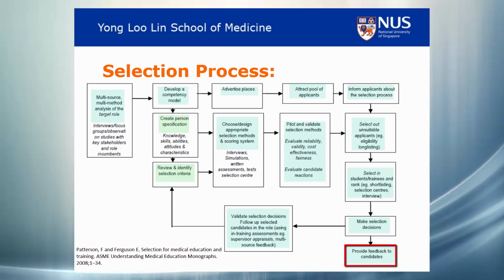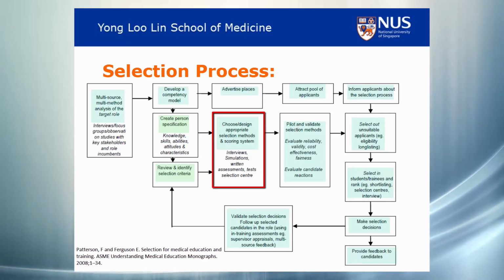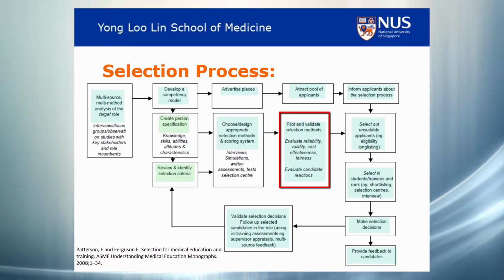Now what is also important is that we realize you can't have a single selection tool. It has to be multiple tools, looking at the target population in different facets by using a multiple set of tools. And once you do that, you choose and design the appropriate selection methods and scoring systems. You pilot, validate, and select the methods, and then of course you use this data once it is run to improve the system.